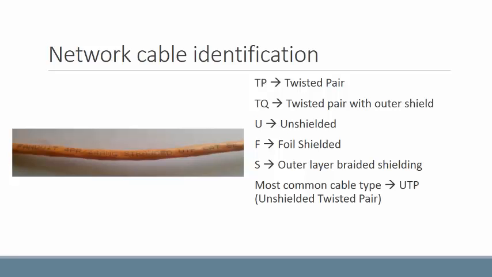Every network cable has an identifier printed under the outer jacket. The image on the left illustrates that this is a stranded cable and is identified as UTP. As you can see in the content on the right, U stands for unshielded and TP stands for twisted pair. Therefore, this cable is a stranded, unshielded, twisted pair.